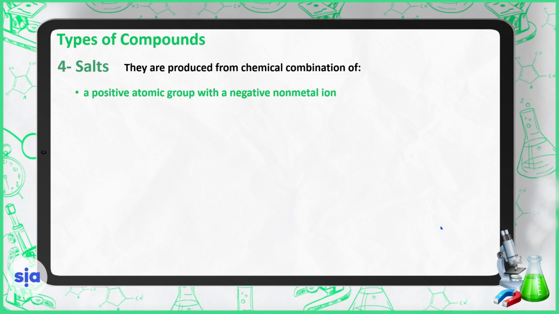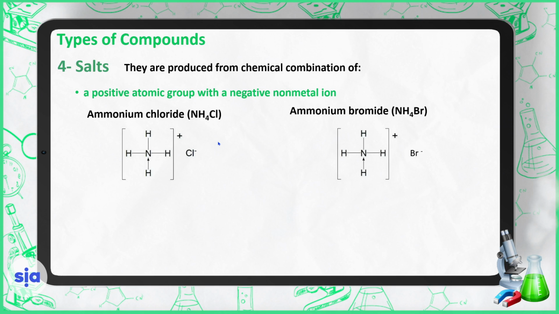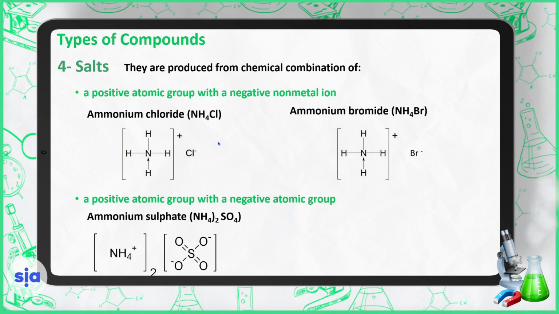A positive atomic group with a negative non-metal ion. Ammonium chloride. This is a positive atomic group with a negative non-metal ion. The chlorine is a non-metal. Ammonium bromide. The ammonium is the positive atomic group and the bromine is the non-metal. A positive atomic group with a negative atomic group. So ammonium sulfate, ammonium nitrate.